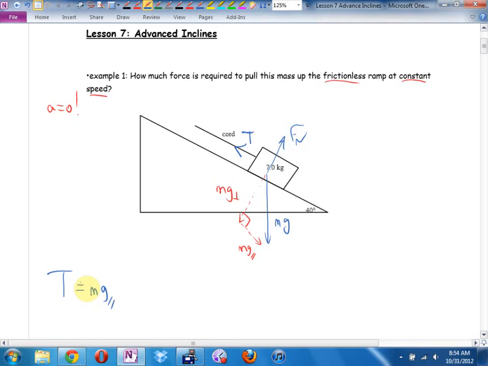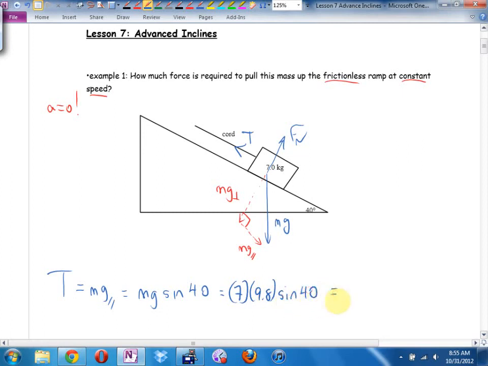Holy smokes, this question looked really tough, but I think I'm going to get there in 3 lines. Because what is mg parallel? 2 lines? Holy smokes, I'm going to get there in 1 line. Because now it's plug and chug. Do I know the mass? It's on the diagram. Does the mass cancel this time? No. It's going to be 7 times 9.8 times the sine of 40.